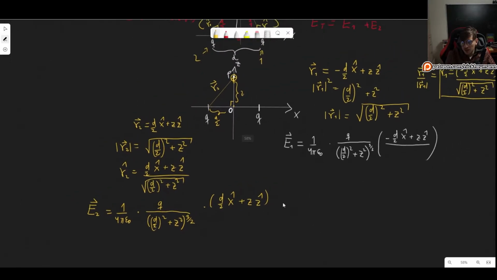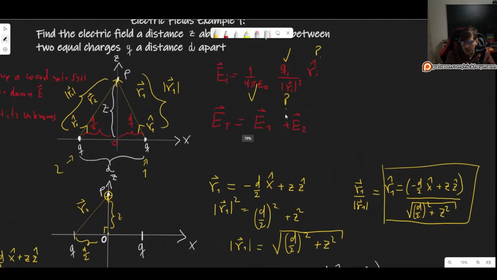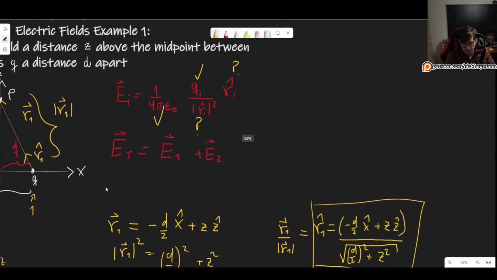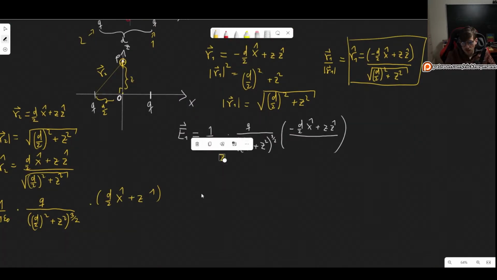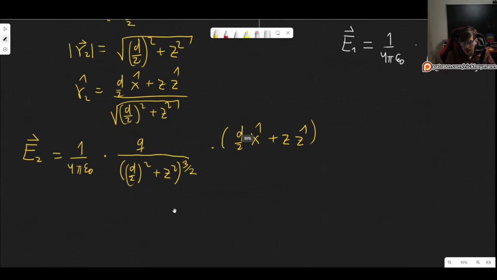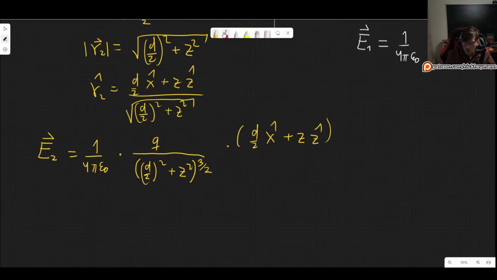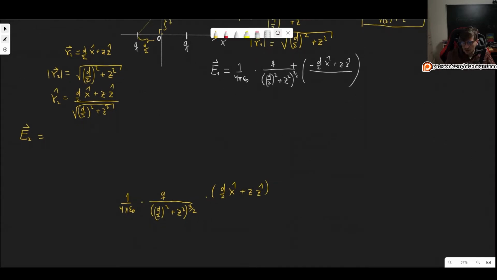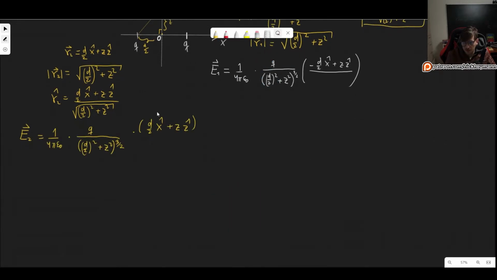All right, so now we have the individual electric fields, but what we now need to do is find the total electric field. So now we simply have to take these two expressions and add them together. So let me take one of them and move it there. Or perhaps copy it, that will be better.